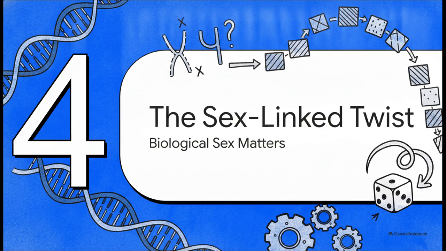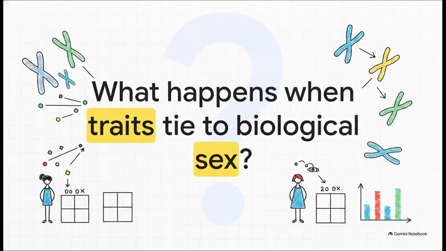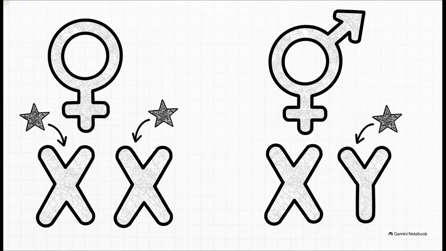Next up, Section 4, the sex-linked twist. Because yeah, biological sex absolutely matters here. Up until now, biological sex didn't really change our odds, right? The chances were exactly the same for sons and daughters. But what happens when traits ride along on our biological sex chromosomes? Well, here are the new rules for this phase of the game.